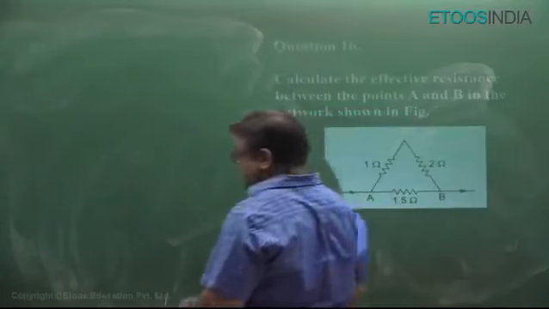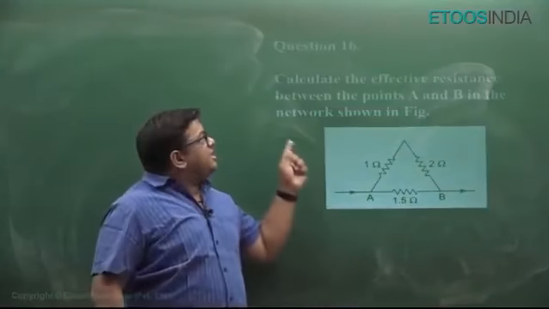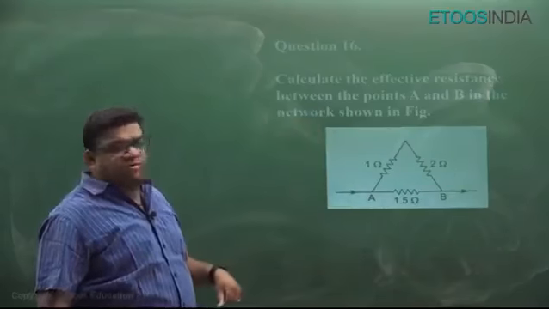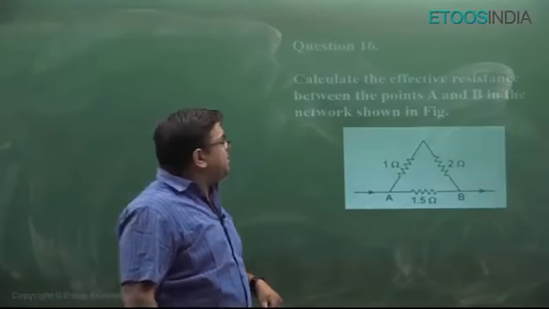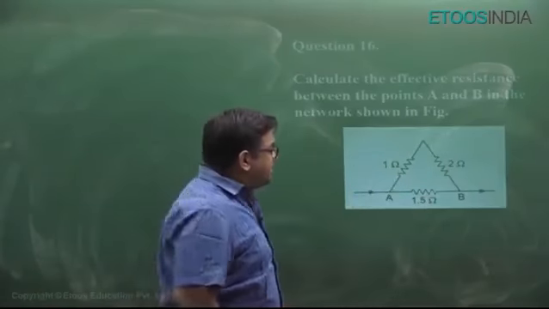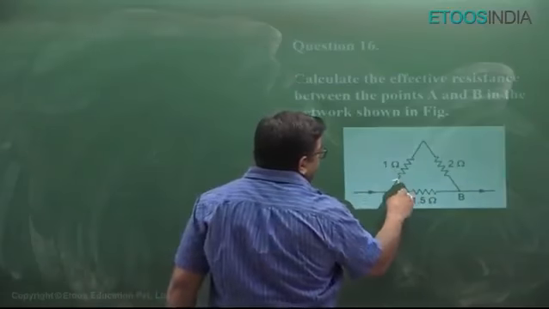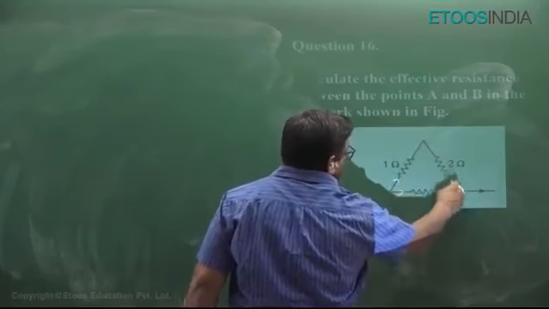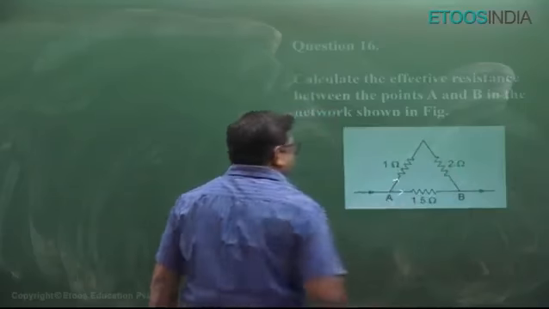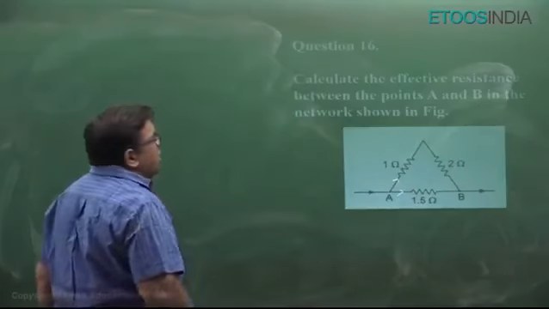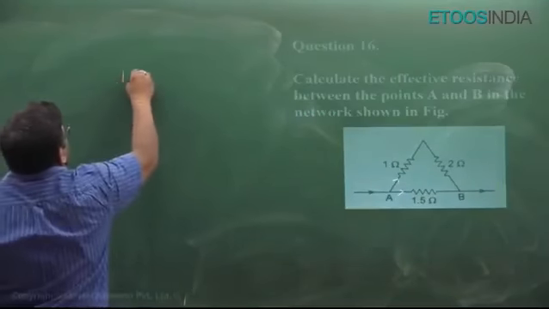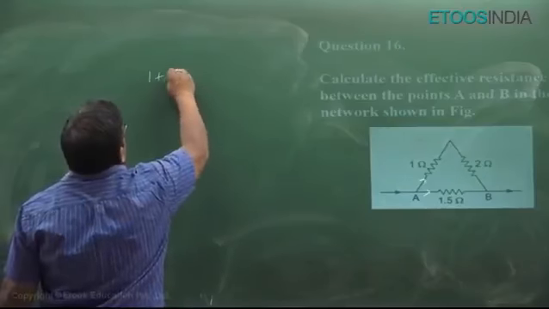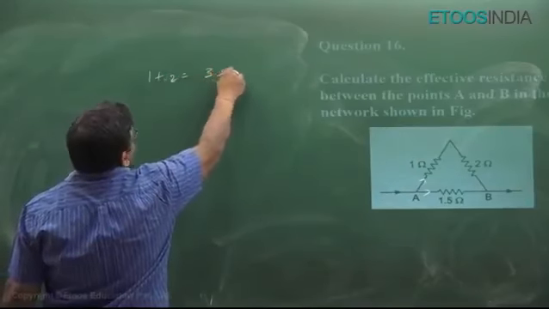Now look at this. It says calculate the effective resistance between points A and B. I can see that current is flowing from here and it goes into 2 paths. But for coming from here to here, it has to cross these 2. That means these 2 are connected in series. So what I'll do is 1 plus 2, it will be 3 ohm.